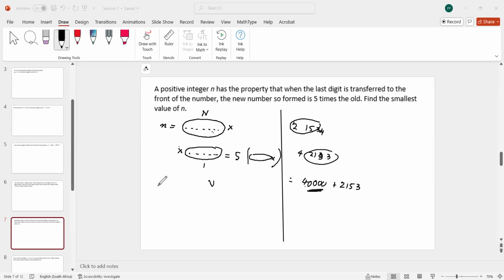So let the number of digits in n, the number that we got, be, we'll call it m. We don't know how many digits it's got. Okay, now, so what does this mean?